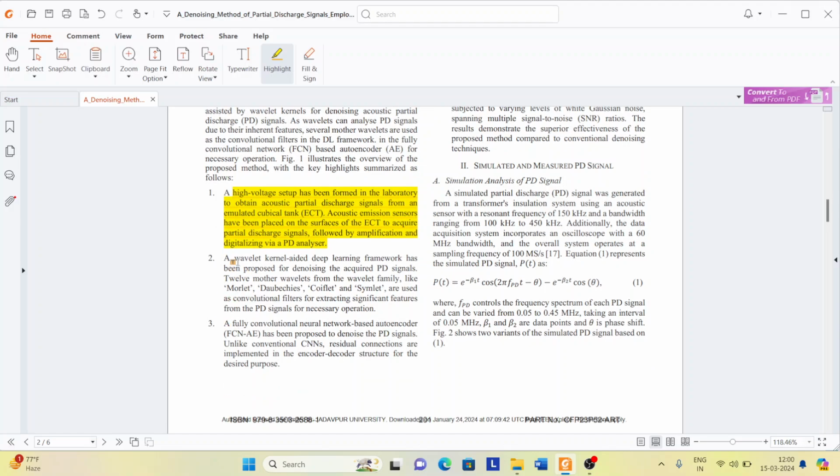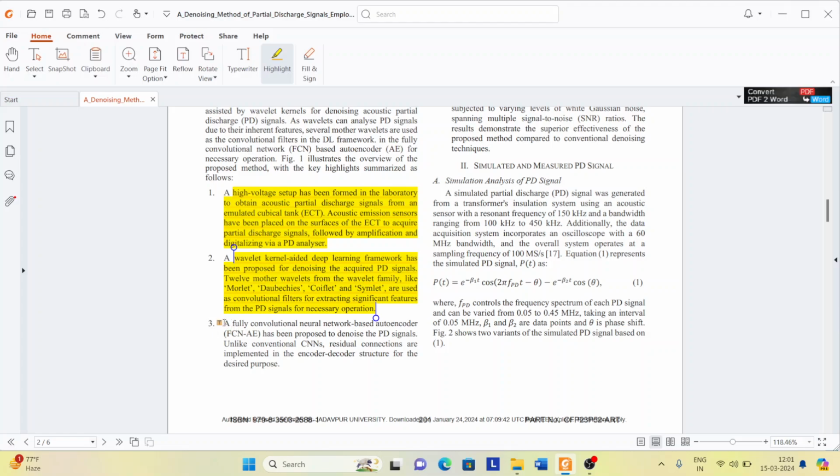After that, a mother wavelet aided deep learning framework has been proposed for denoising the partial discharge signals. Here we have used 12 mother wavelets from the wavelet family, like the Morlet, Daubechies, and Symlet, used as convolutional filters for extracting the significant features from the partial discharge signals for the necessary operation.